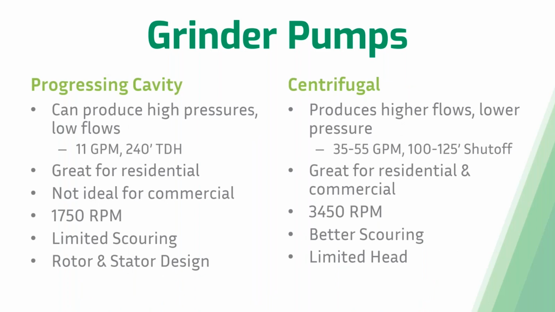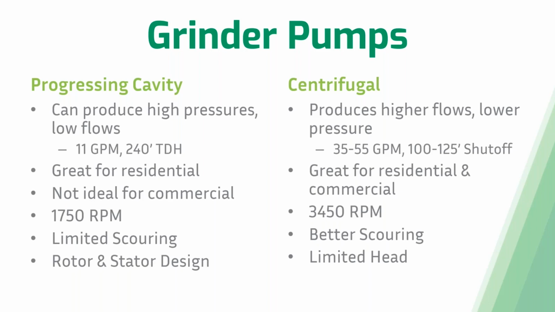So let's compare progressing cavity pumps and centrifugal pumps just a little bit more. Progressing cavity pumps can produce very high pressures, but very low flows. Typically, on average, you're going to see about 11 gallons per minute from these pumps. However, they can handle pressures up to about 240 feet of head, at least with our 2 horsepower model.